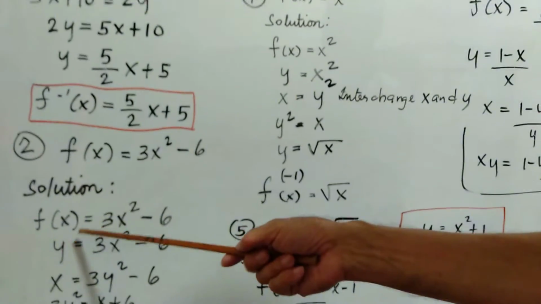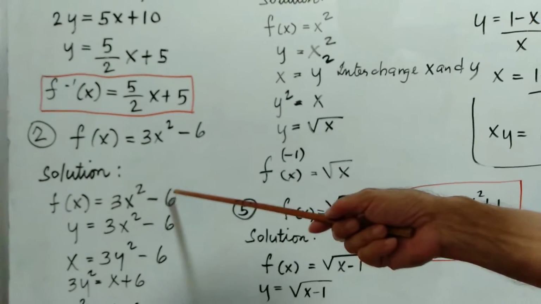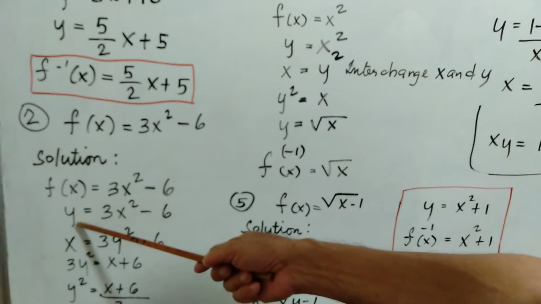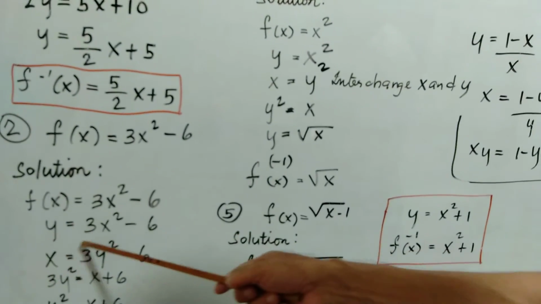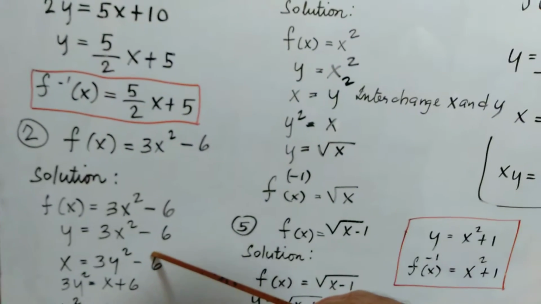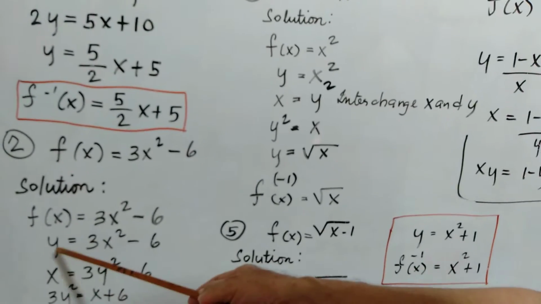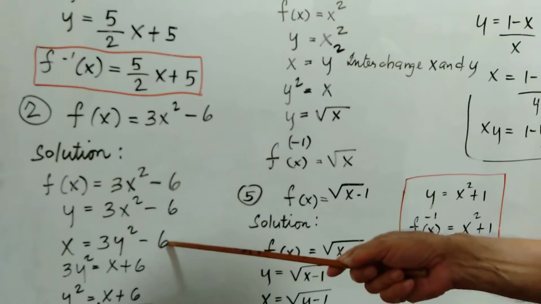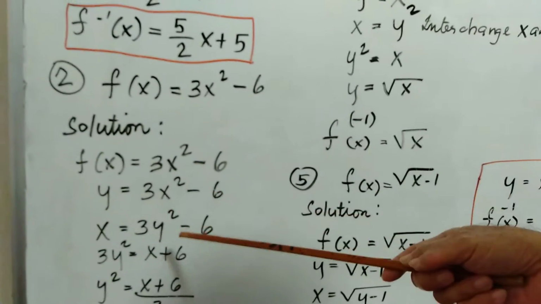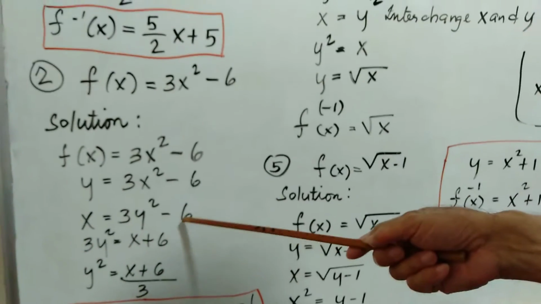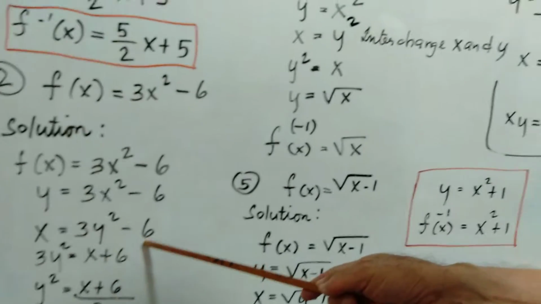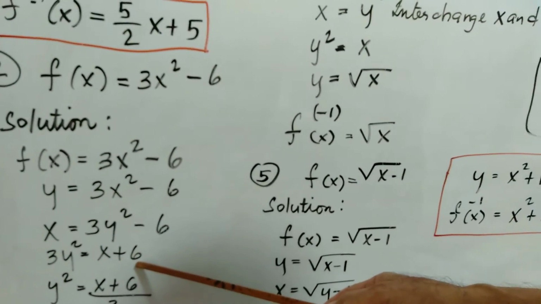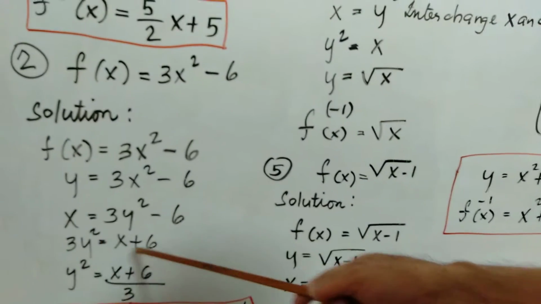So f of x for our solution is equal to 3x squared minus 6. We just change this f of x to y, so we have this equation y is equal to 3x squared minus 6. And then we interchange x and y, so this one becomes x, and this one becomes y. So x is equal to 3y squared minus 6. And then we transpose 6 to the left side of the equation, and then get the value of y. So we have here 3y squared is equal to x plus 6. So we divide both sides of the equation by 3.